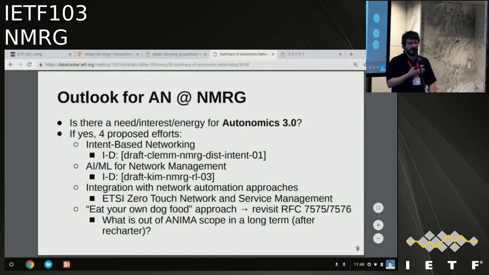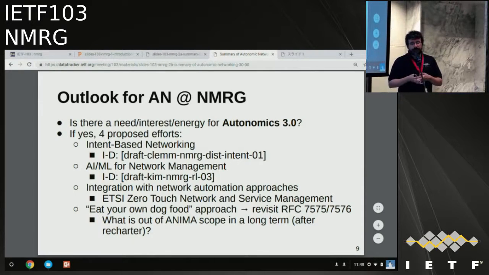The first one is intent-based networking, for which I presented before the work from Alex, Lohan, and Lisandro. There is also the possibility of having work on artificial intelligence, on machine learning for network management, which is also related to autonomic networking. And there is a draft on that right now. I don't know, I think it's active.